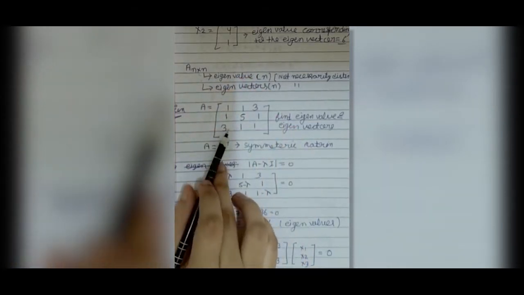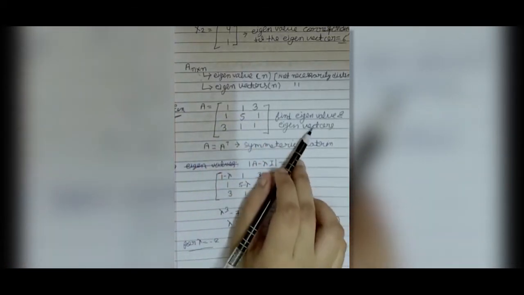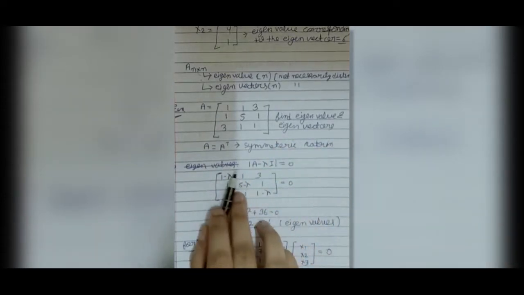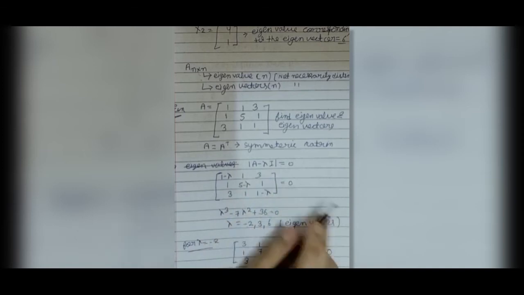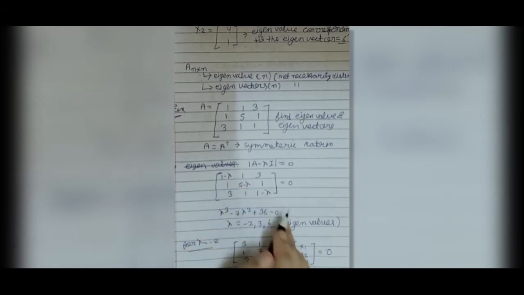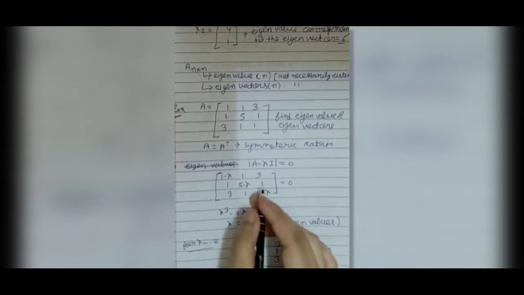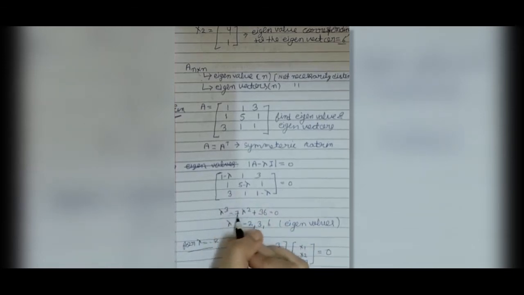Now coming to a 3 cross 3 matrix. A equals 1 1 3, 1 5 1, 3 1 1, and we need to again do the same thing, find the eigenvalues and eigenvectors. It's a symmetric matrix, so A equals A transpose. A minus lambda I equals 0. You know how to do this. Now you expand this determinant, which you have read in your earlier classes. You get this equation. This is your characteristic equation. Through this equation you get 3 values of lambda: minus 2, 3 and 6.